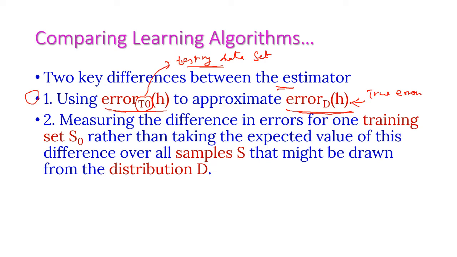And the second one is measuring the difference in errors on one training set. For measuring the errors of the learning algorithm we use only this S0, instead of a sample randomly taken from the entire distribution. Instead of using that sample, here we are using S0 from this distribution D.